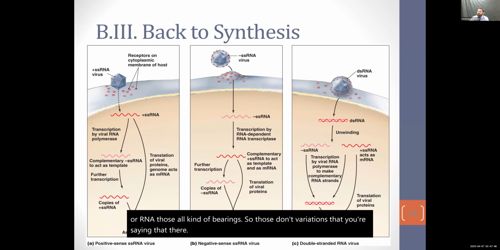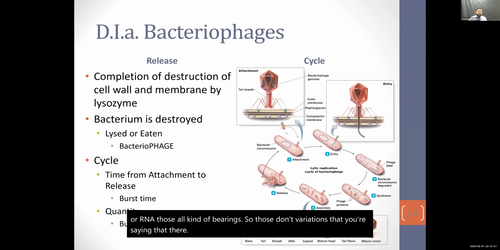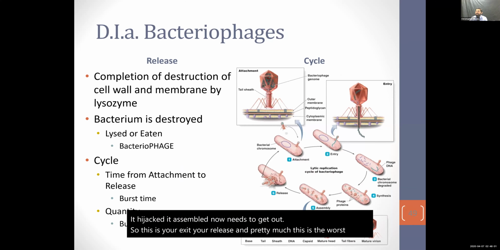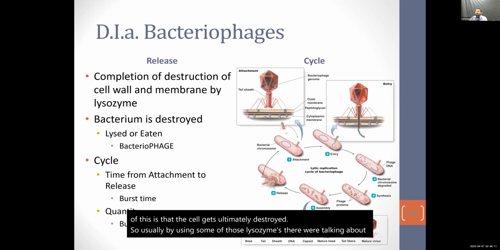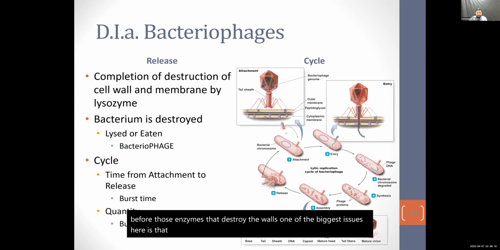Okay. So now, it hijacked, it assembled, now it needs to get out. So this is your exit, your release. And pretty much this is the worst part of this, is that the cell gets ultimately destroyed. Usually by using some of those lysozymes that we were talking about before, those enzymes that destroy the walls. One of the biggest issues here is that since it makes hundreds, if not thousands of itself, it starts bursting the cell until it bursts. And at that point in time, it releases everything out into the world.